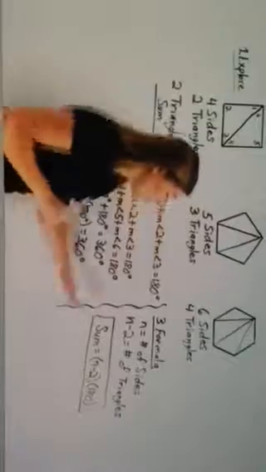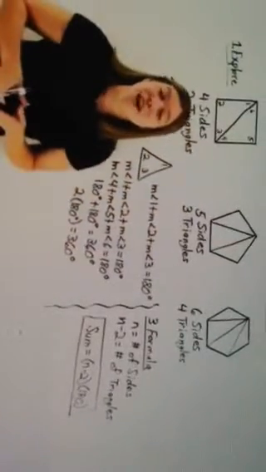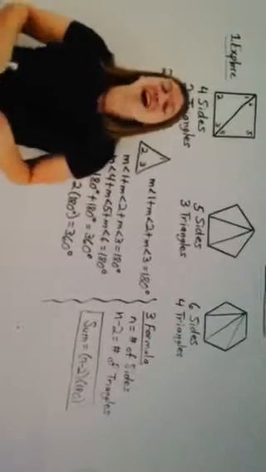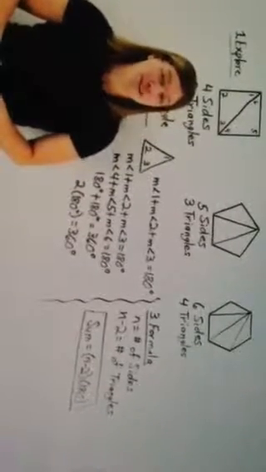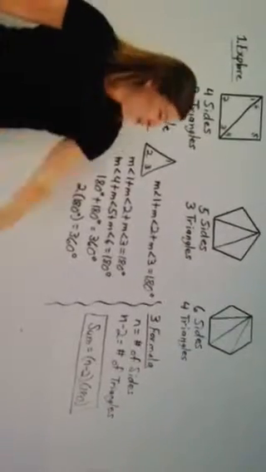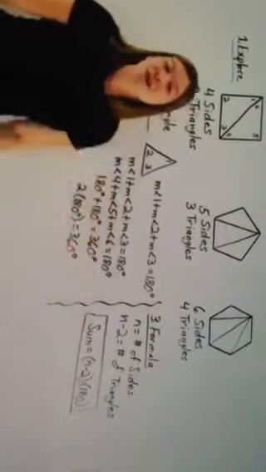Here, we can use this formula to help us find the sum of the interior angles of any polygon. So now we have the formula that we were looking for. To find the sum of the interior angles of any polygon, we can use this formula to quickly find that sum.